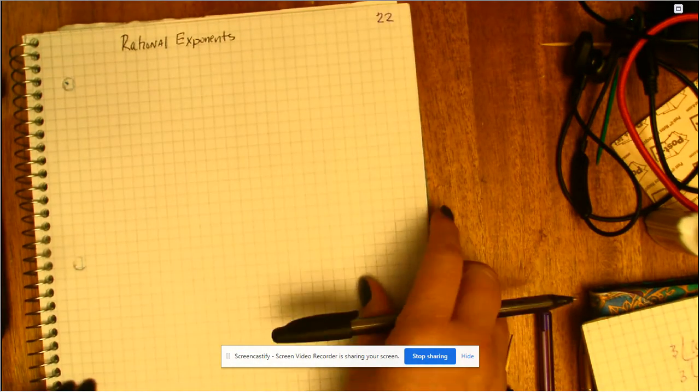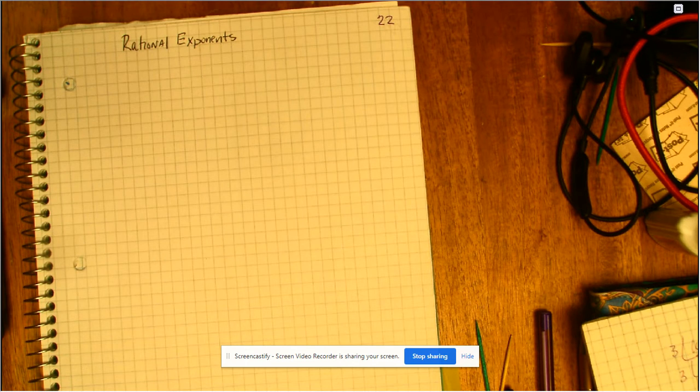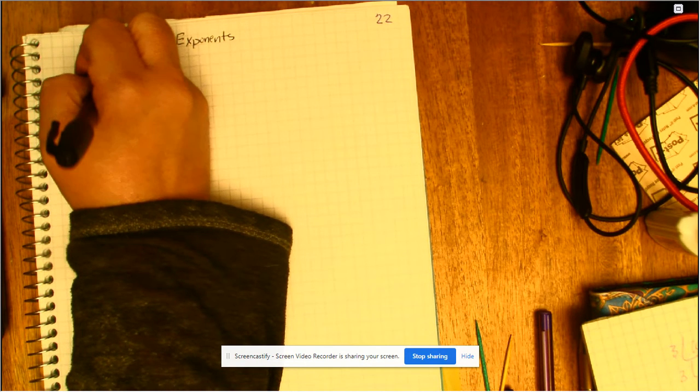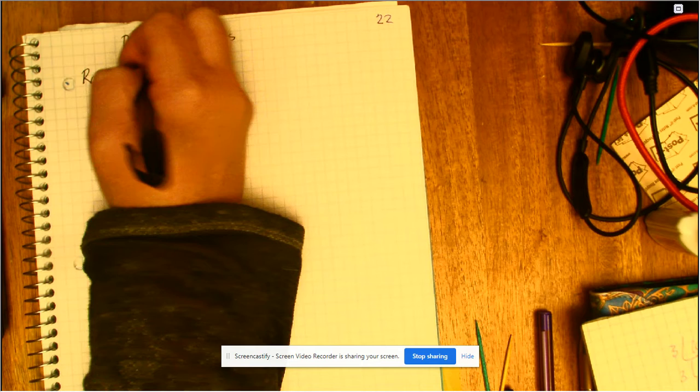Go ahead and put rational exponents at the top. The reason why they're called rational exponents is that at the beginning of the year, when we talked about the real number family, we talked about rational numbers versus irrational numbers. Rational numbers were numbers that were able to be written as a fraction. So that's going to go along with our definition here for rational exponents.